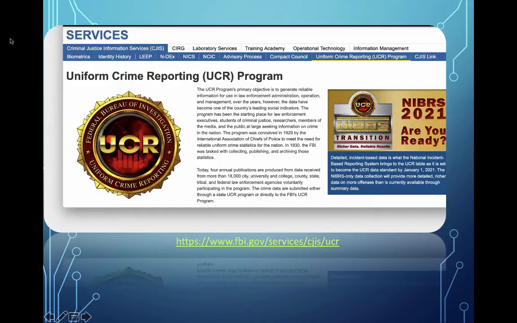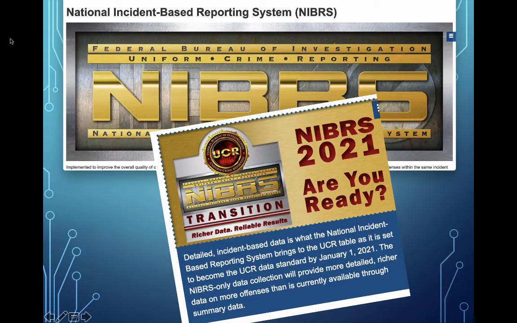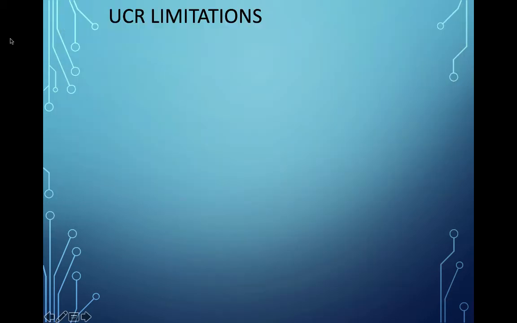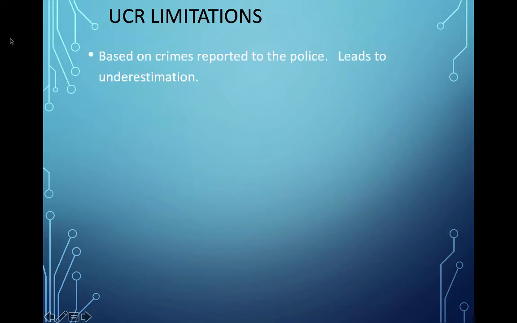That's it. All right, and in 2021, the UCR is no longer going to be called the UCR. It's going to be called the NIBRS program, just so you know. It's the National Incident-Based Reporting System. And the UCR has limitations, which we know. That's why there are three different ways that we measure juvenile crime. Number one, it's based on crimes reported to the police. So if a crime isn't reported to the police, we don't know about it.